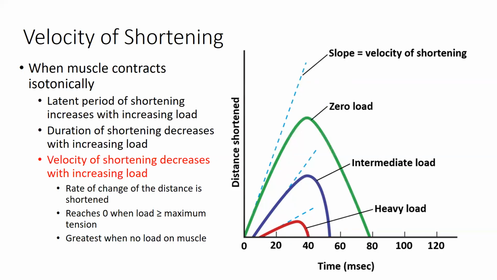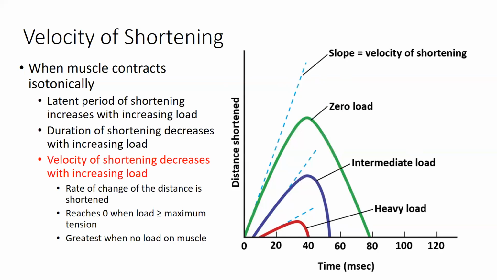So the latent period is going to increase as the load increases. This makes sense, doesn't it? If you're lifting a heavy box, a full box, it's going to take more time to actually get all the calcium you need to generate the force to lift that heavier load. If you're lifting something very light, a pencil or a pen or paper, the latent period is almost 0, right? Because you don't need much force, you don't need much time to get calcium in to start initiating cross-bridge cycling. So as the load increases, the latent period increases.